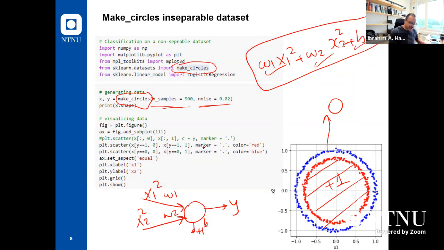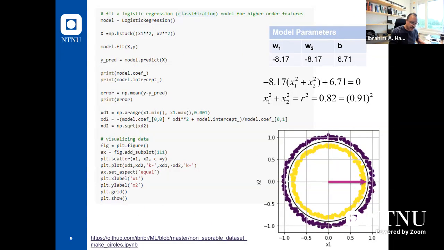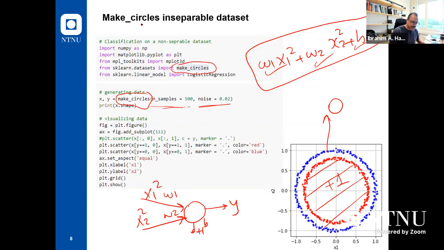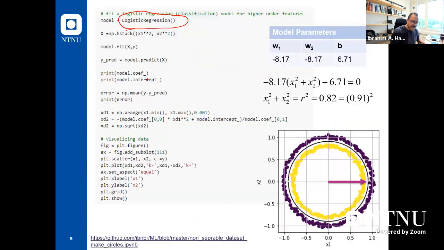We plotted it here. I used a logistic regression model, which is a linear model. We used logistic regression from the linear models, and we trained it using, instead of x1 and x2, x1 squared and x2 squared, right?